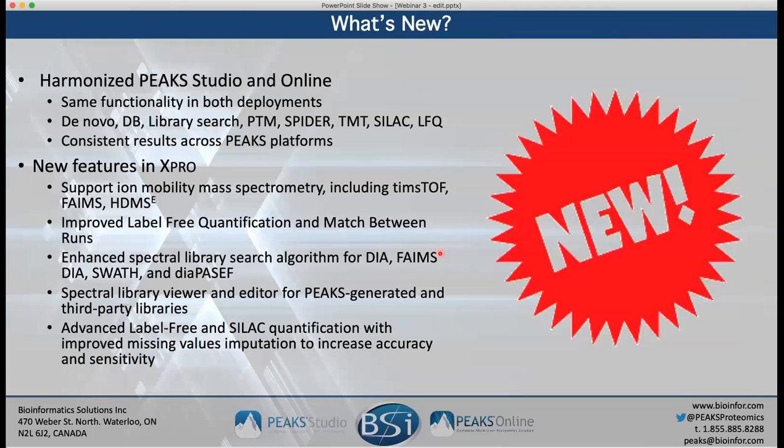And so what's new in PEAKS Pro versus the previous versions of PEAKS? One of the main things, as I talked about with this deployment that we have of Studio and Online, is that we've spent a lot of time ensuring that you have the same functionality in both deployments. This includes functions like de novo, database search, library search, PEAKS PTM and PEAKS Spider, which a lot of people use, as well as quantitation like TMT, SILAC, and label-free quantitation. I will show you a slide of what we really optimize this for: consistent and good results across all the PEAKS platforms.